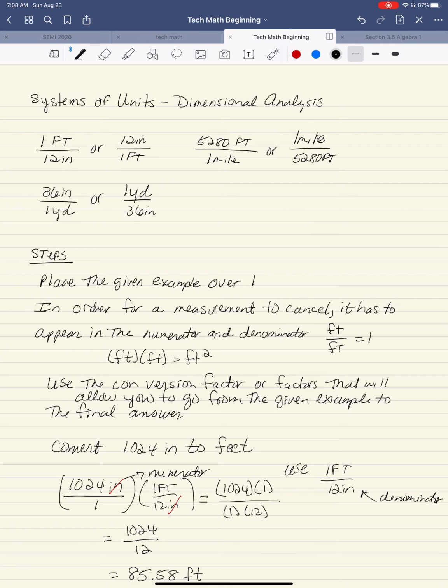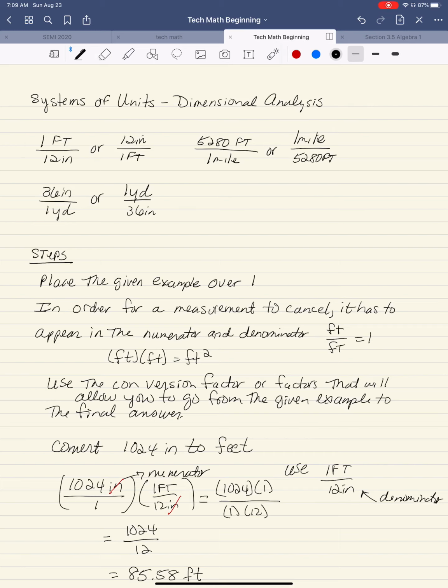System of units, dimensional analysis. Here we're going to be changing our units from one to another. Some standard conversions are 1 foot to 12 inches or 12 inches to 1 foot, 5280 feet in a mile or 1 mile is 5280 feet, 36 inches in a yard or 1 yard is 36 inches. Notice how you can have these conversions either way.